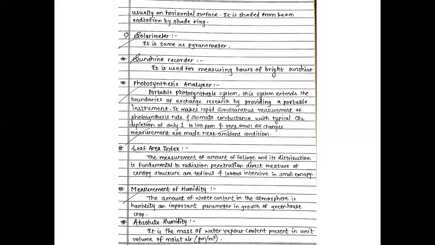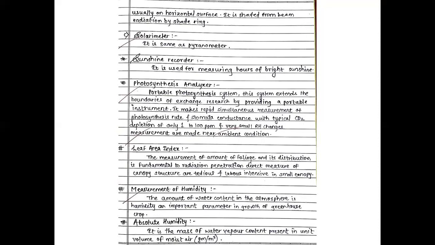Okay, then the solarimeter, it is the same as the pyranometer. Then the sunshine recorder, it is used for measuring hours of bright sunshine. So it is used for measuring the sunshine or maximum sunlight across the day. Okay, along the day.